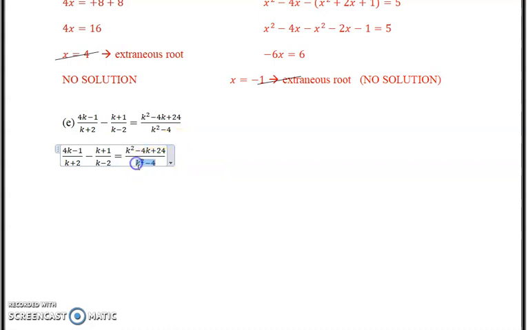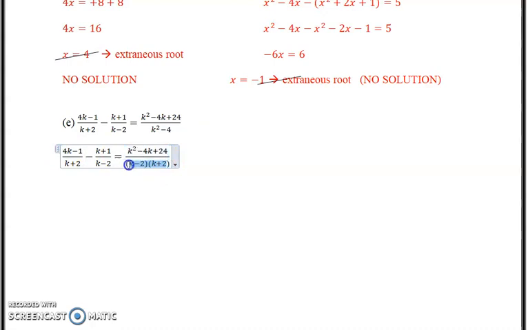But definitely factor the denominators. That's one of the key things we have to do here. So k squared minus 4 becomes k minus 2, k plus 2. And then you'll notice that there are the two denominators here. So this is actually the common denominator. So I'll do the red, finding those common denominators.